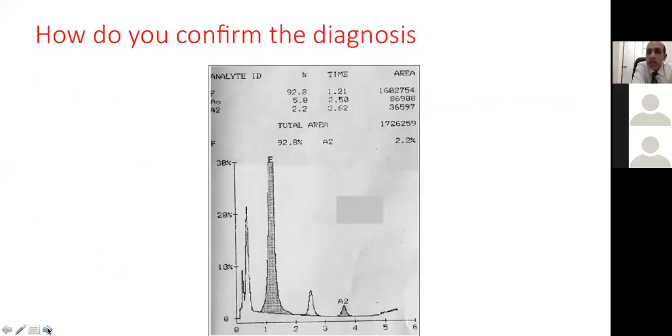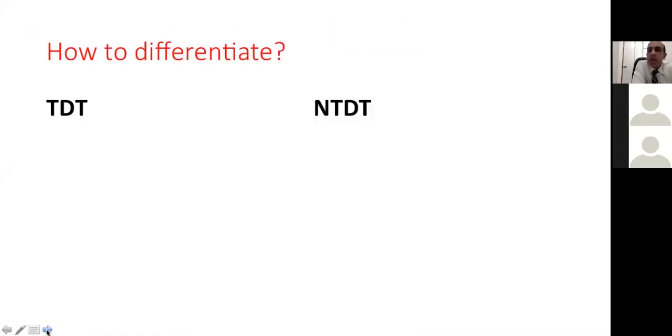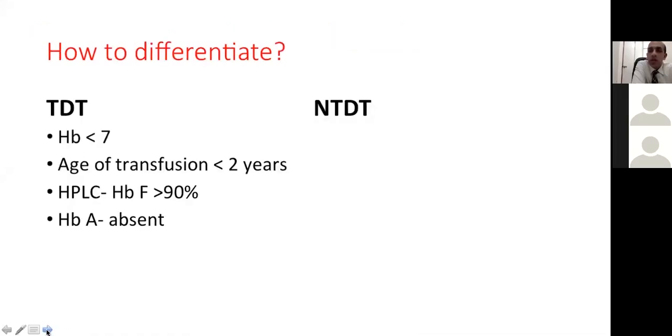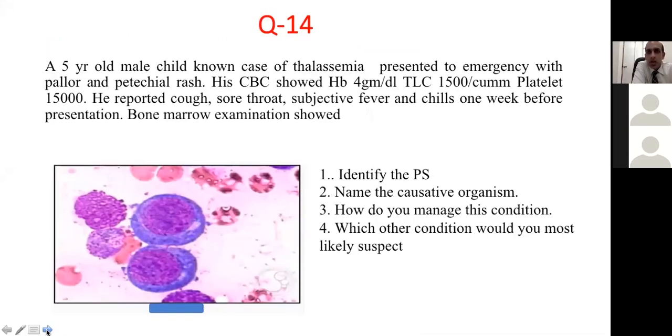How do you differentiate between the two conditions? You cannot differentiate by HPLC. HPLC can be similar. It is just the age of presentation. Thalassemia major presents in less than 2 years. Thalassemia intermedia presents after 2 years. Thalassemia major will have hemoglobin less than 7 in less than 2 years, and thalassemia intermedia will usually have hemoglobin more than 7 by 2 years. So they usually present late. The HbF is elevated in both of them, and it is mainly the clinical presentation which tells you the diagnosis.